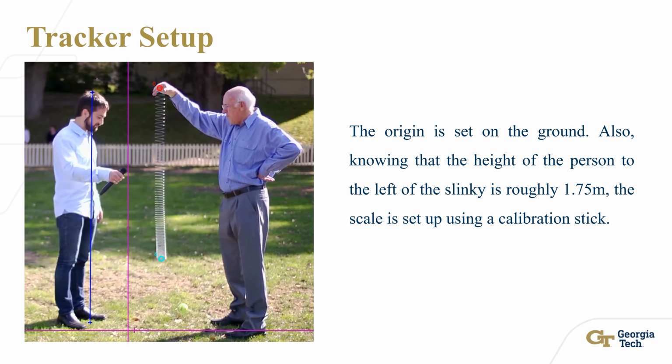On Tracker, the origin is set on the ground. Also, knowing that the height of the person to the left of the slinky is roughly 1.75 meters, the scale is set up using a calibration stick.